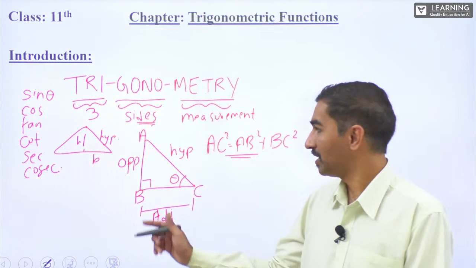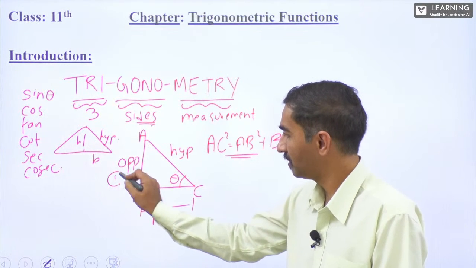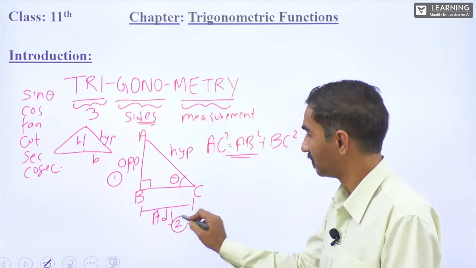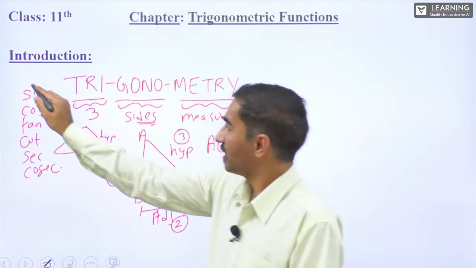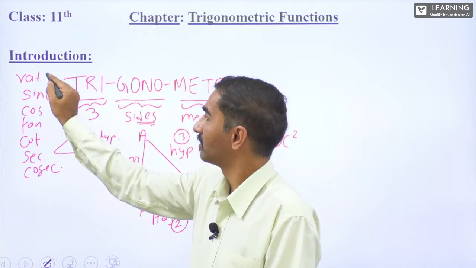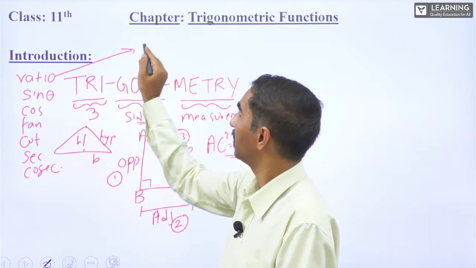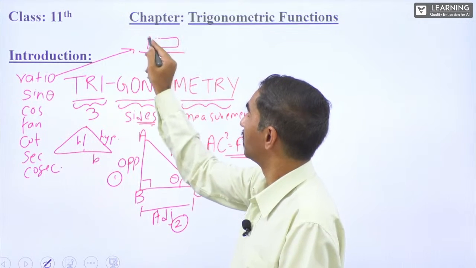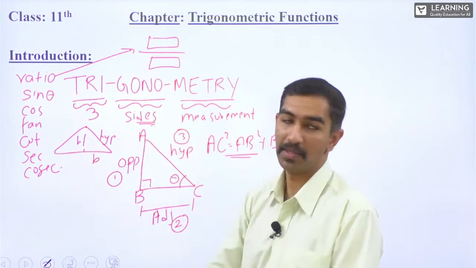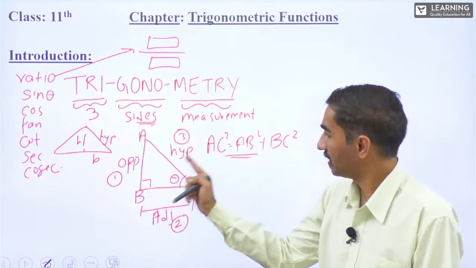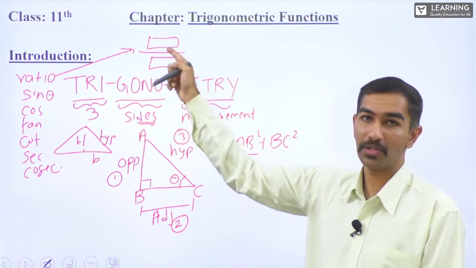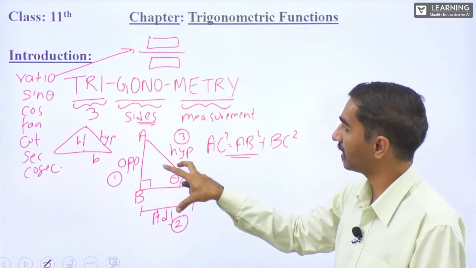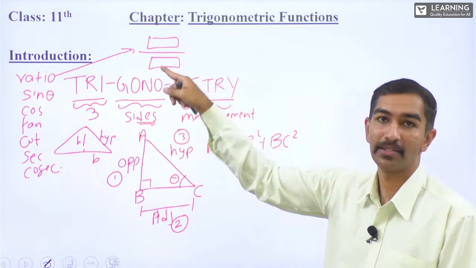All right, see, there are 3 sides: side number 1, side number 2 and side number 3. These are used in ratios, and ratios have one numerator and one denominator. 3 sides are there and 2 blanks are given here. Now you have to fill these 3 sides into those 2 blanks. So how do we do that?